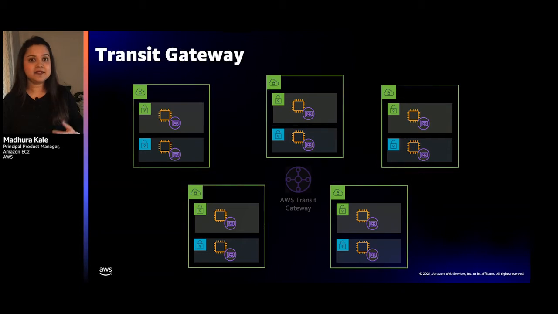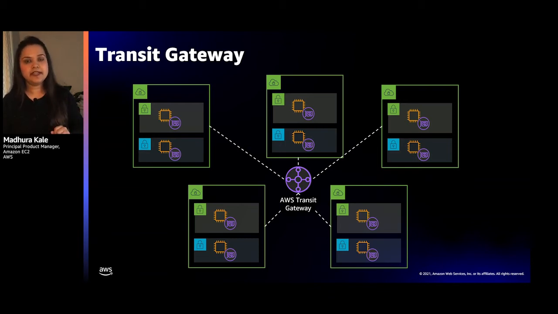So for that, we have our second way of connecting between VPCs, and that is a transit gateway. A transit gateway is a virtual router that acts as a central hub for all of your VPCs. And when I say all, I mean not tens, not hundreds, but thousands of VPCs. It also provides a hub for hybrid connectivity, which we're going to get to in a bit.